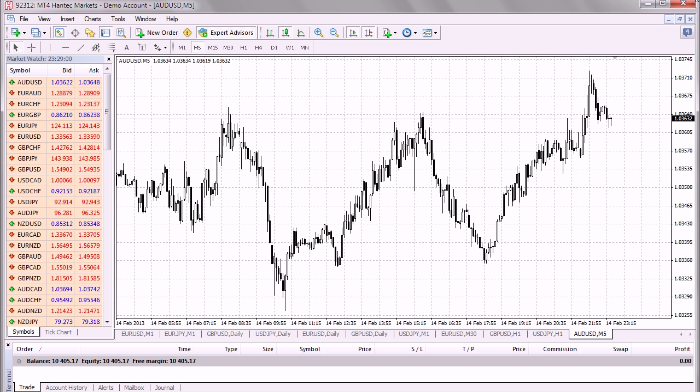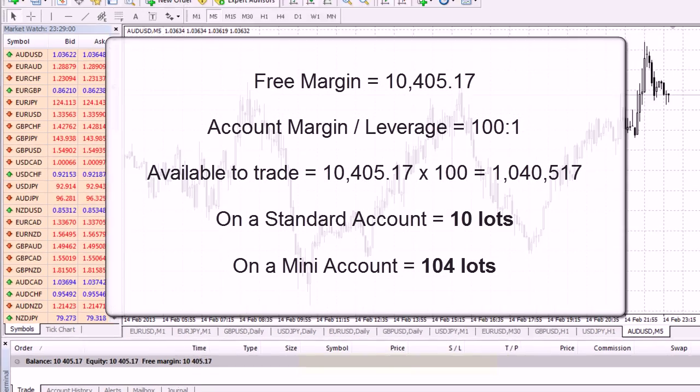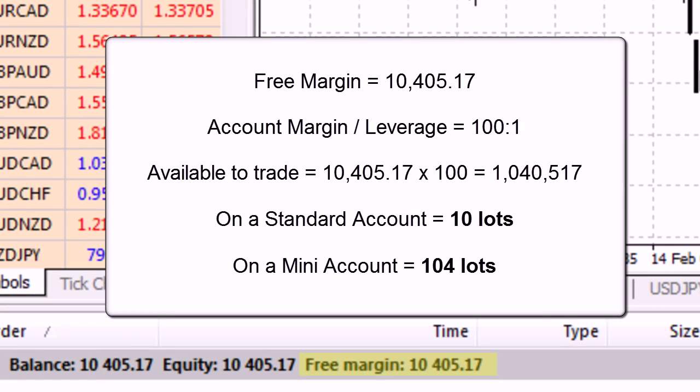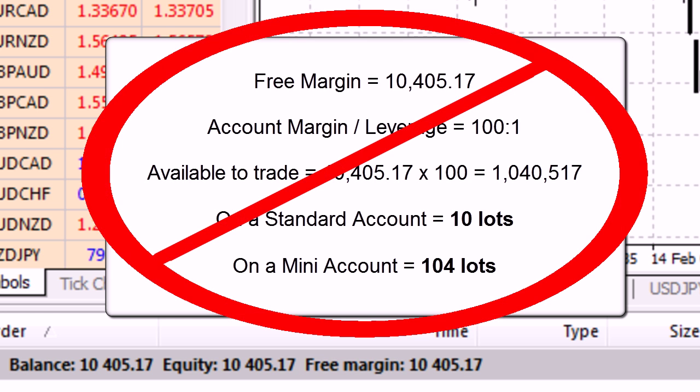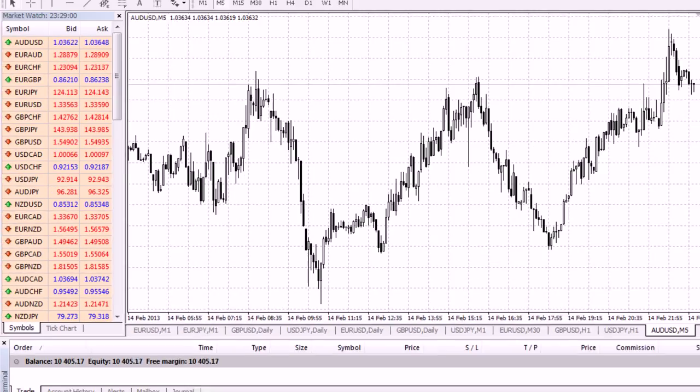Given the high levels of leverage available on your FX trading account, the one thing you probably don't want to do is to trade the largest position possible each time you place a trade. Doing this will leave very little room for any price fluctuations against your trade.